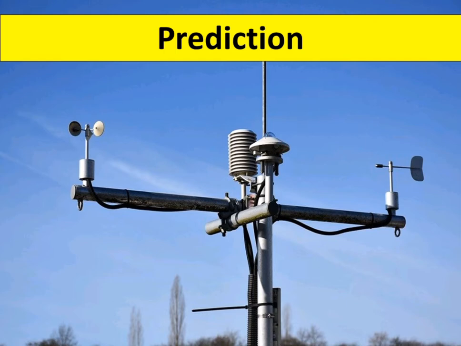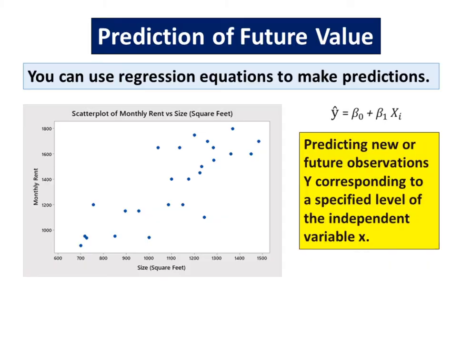An important application of a regression model is predicting new or future observations y corresponding to a specified level of the regressor variable x. You can use regression equations to make predictions. Relationships, or correlations between variables, are crucial if we want to use the value of one variable to predict the value of another. We also need to evaluate the suitability of the regression model for making predictions.